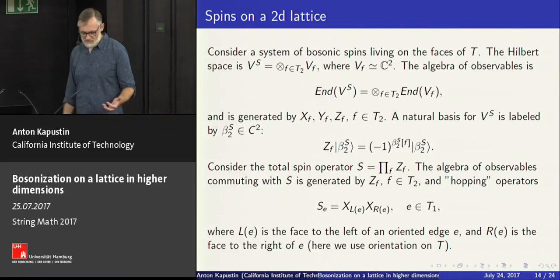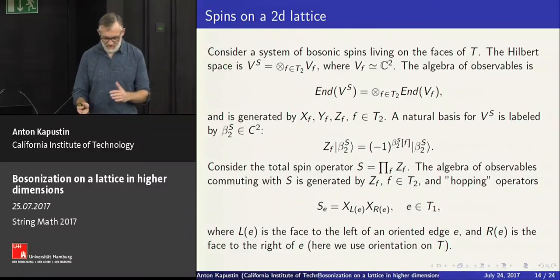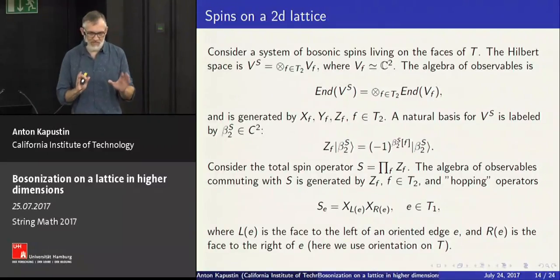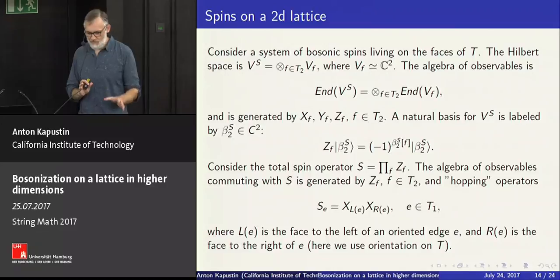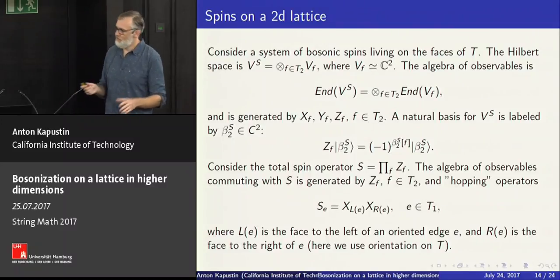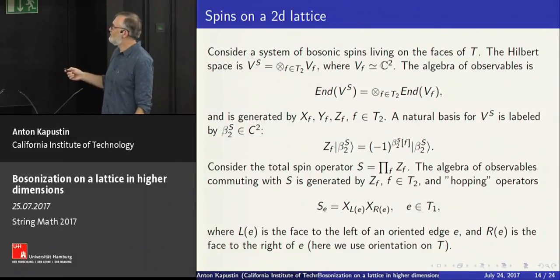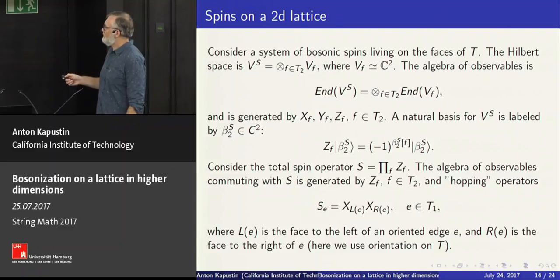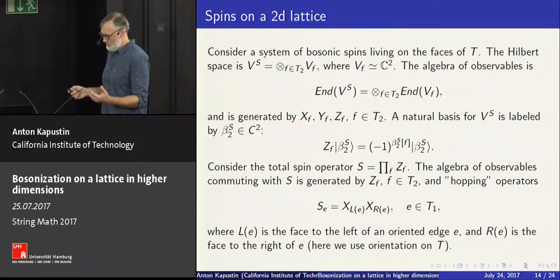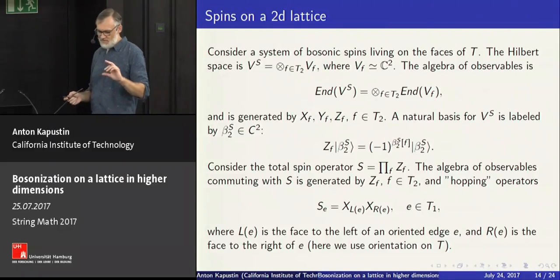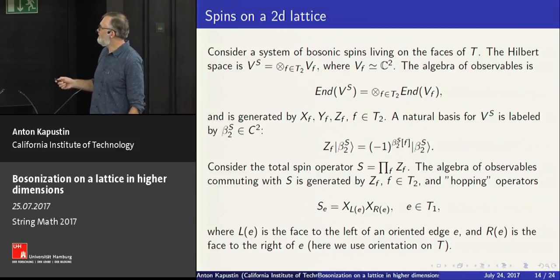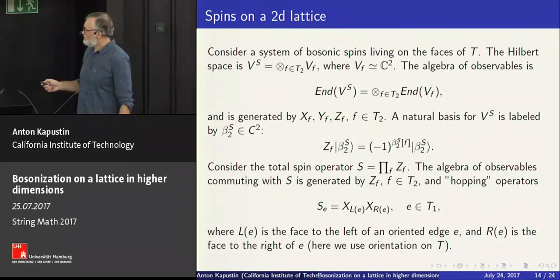So what are the observables which commute with this? I was interested in the one-dimensional case in mapping not all observables, just some subset of observables, which either preserve the spin or preserve the fermion parity. In this case, I preserve the spin because it's a bosonic system. Well, it's easy to see that the even observables, commuting with this, are generated by, first of all, the observable which tells you whether spin is up or down on a particular face, that is Z_F. And then there are hopping operators.